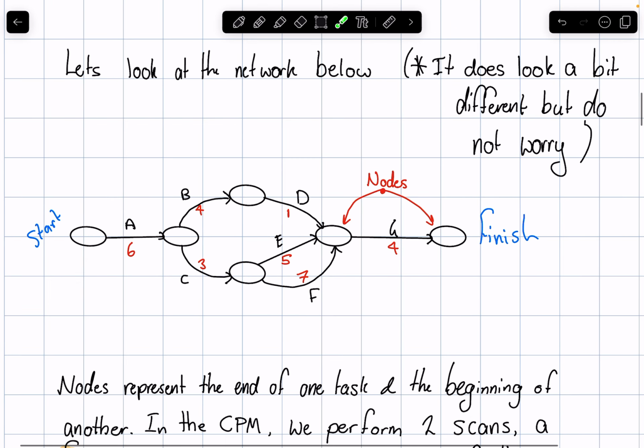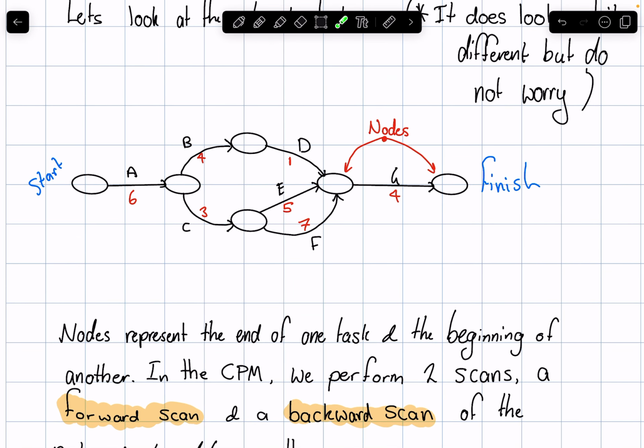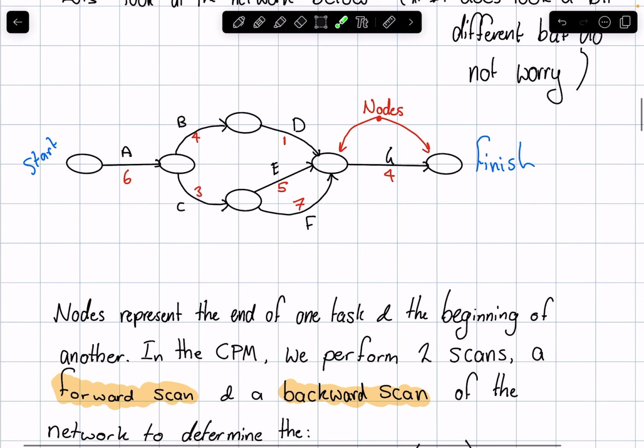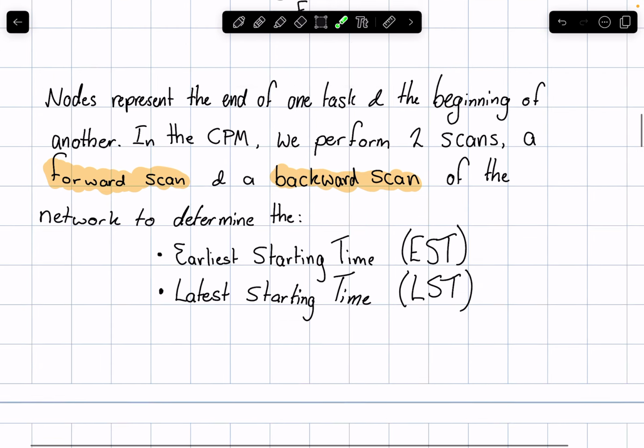And the reason we do that is because we're going to put some information in these bubbles. And we do that by performing two scans. So we've got a forward scan and a backward scan. We're going to determine the earliest starting time for each task, the EST, which we get from the forward scan, and the latest starting time, the LST, which would be the backward scan. And this will tell us how much we can delay a task by in order to either minimize the completion time or not affect the completion time, and we'll look at that in a moment.